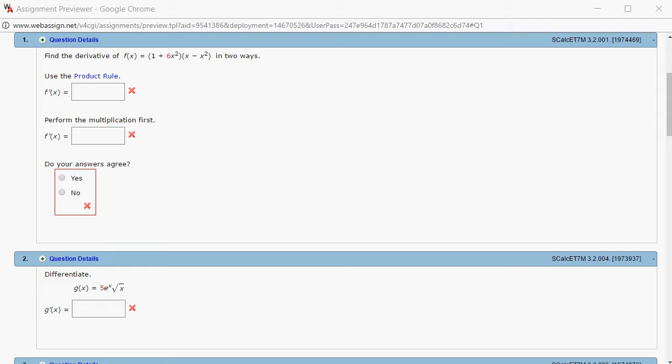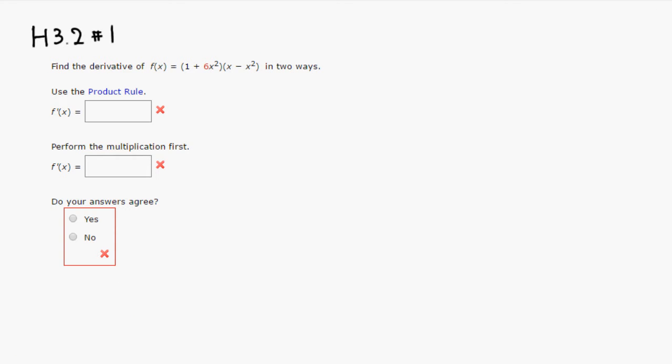Okay, let's look at homework 3.2, problem number 1. Alright, so we want to find the derivative of this given function, first using the product rule. So let's do that. You can see that we can treat this guy as the first guy and treat this guy as the second guy.